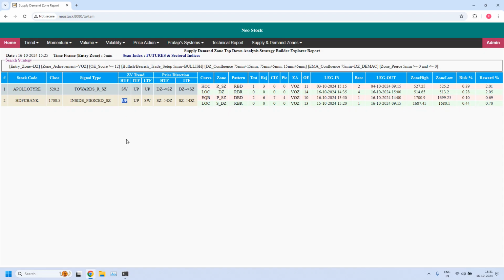But this adds some additional. Already this is filtered with ITF also. And now it is also supporting HTF confluence. Very good. So HDFC Bank probably high probability setup.